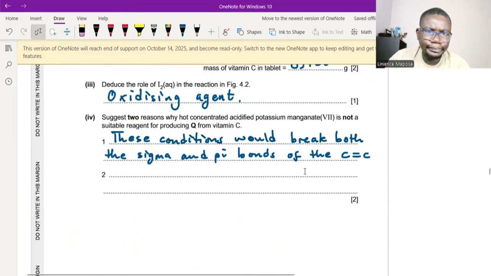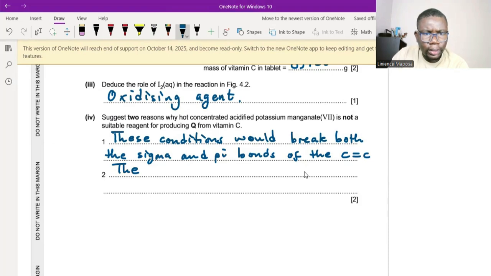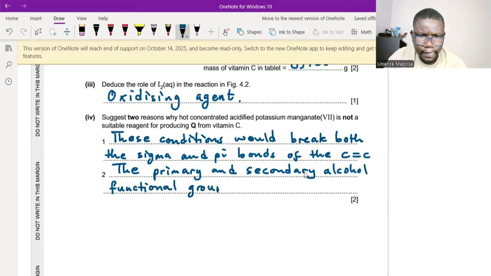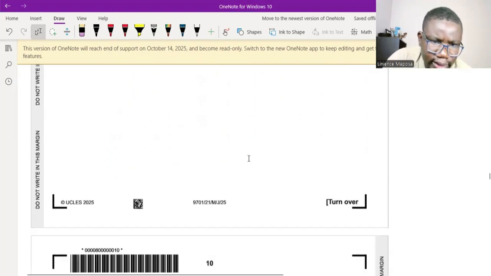So I'll say, secondly, the primary and secondary alcohol groups or alcohol functional groups would be oxidized. But we can see in Q, they were not oxidized. So I'll leave this one like that.